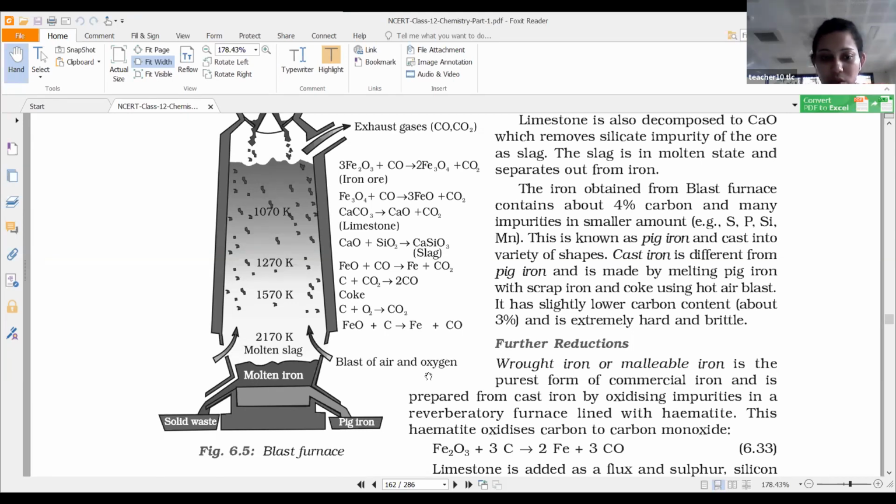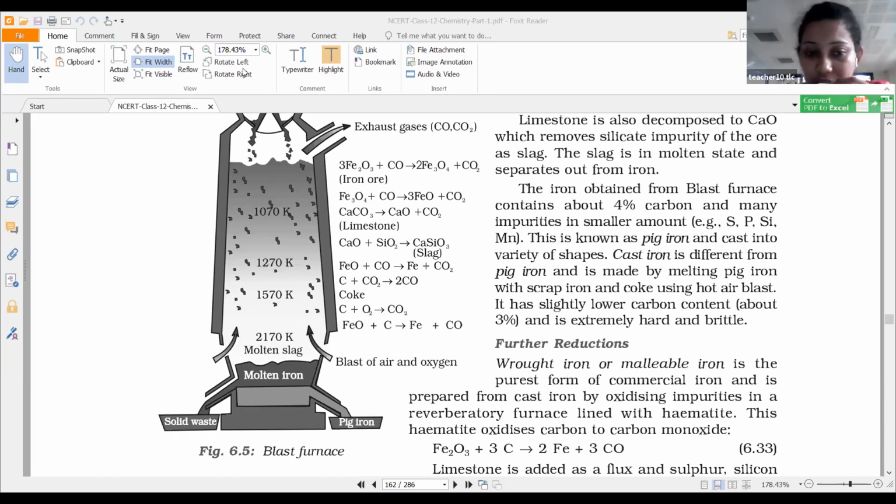So you collect all the unwanted substances here, that is solid waste. Then what do you want? You want to collect pure iron, right? But what is written here, students? It is written as pig iron. What do you mean by pig? Pig means dirty. That means this iron also contains some amount of impurity.